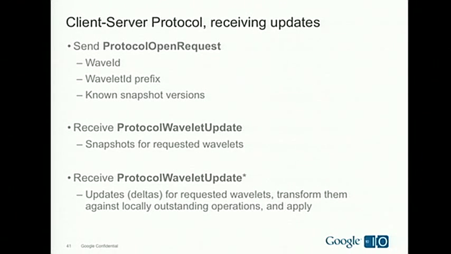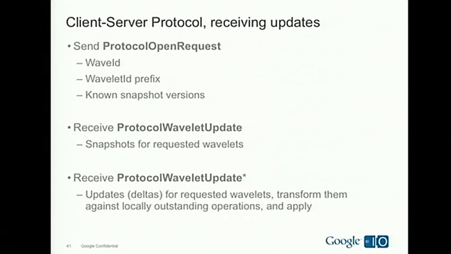You send a protocol open request with the wave ID that you're looking for. Now remember, a wave ID consists of multiple wavelets, so you also specify a prefix for all the wavelets that you're interested in. So if you're only interested in particular wavelets, you can specify a given prefix and only get the ones that match.